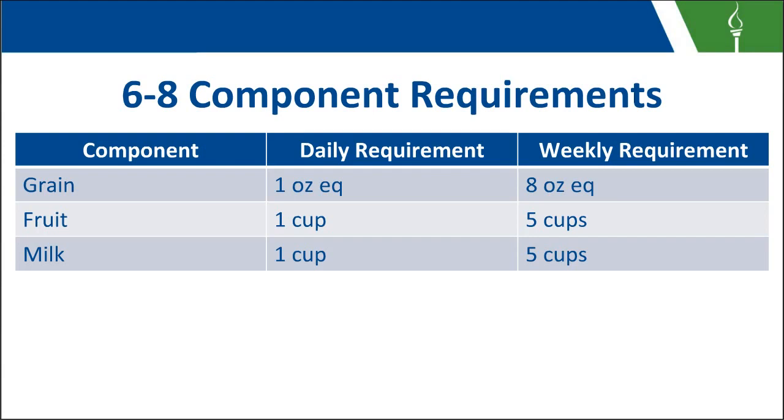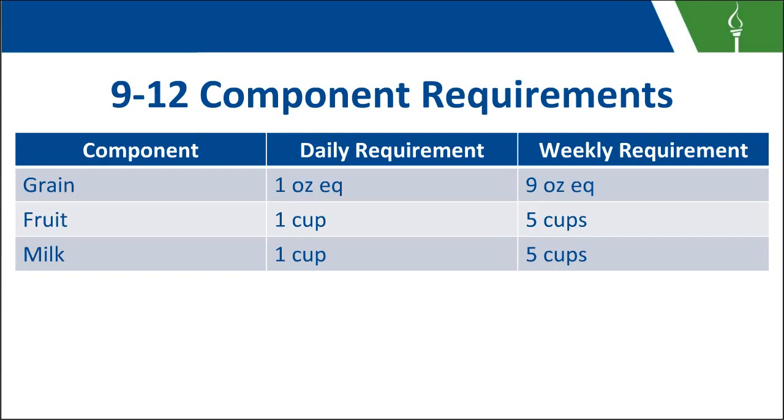For grades 6 through 8, these stay the same, the only difference being that they need to get at least 8 ounce equivalents over the course of the week instead of 7. So the daily requirements stay the same. You just need to serve a little bit more of the grain component over the course of the week. And for grades K through 8, it's just going to follow that 6 through 8 component requirement of 1 ounce equivalent daily of the grain component, 1 cup of both the fruit and the milk, 8 ounce equivalents of the grain component for the week, and 5 cups of both the fruit and the milk.